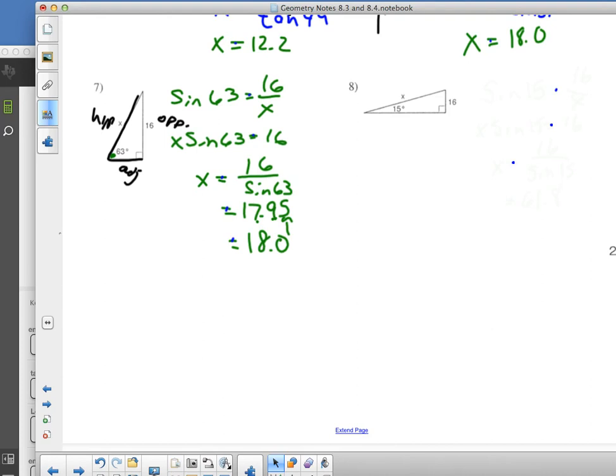Okay. Last one, 8. 15 is opposite, 16, and then X is hypotenuse, so I've got to use sine again. That's why I was mumbling earlier to myself. I have way too many sines here.